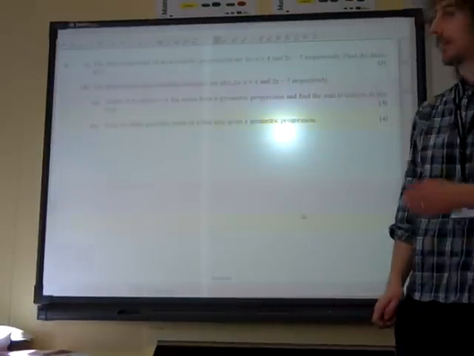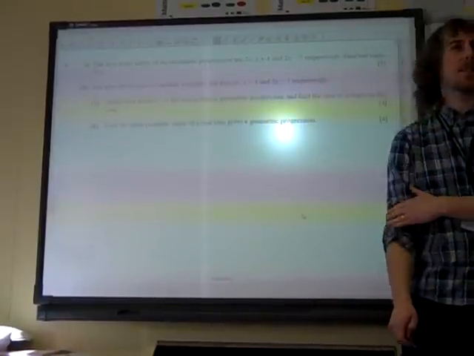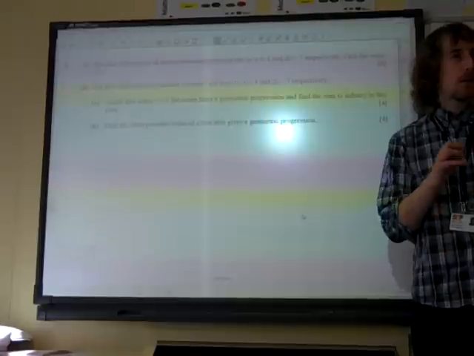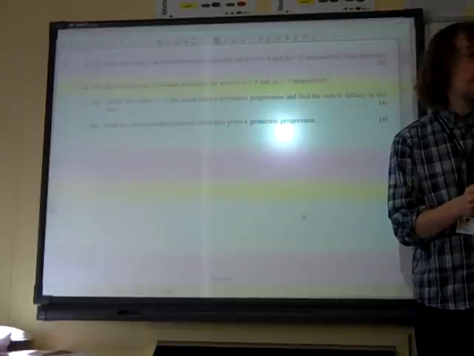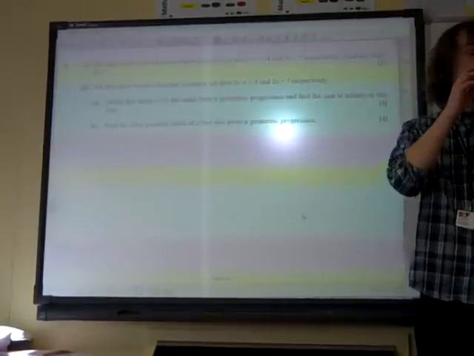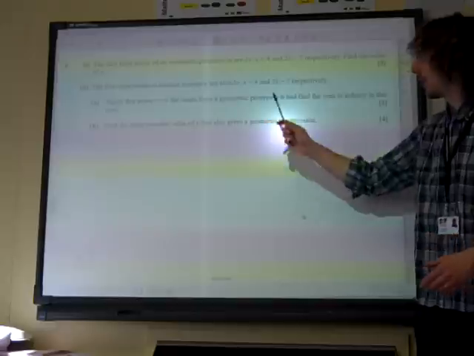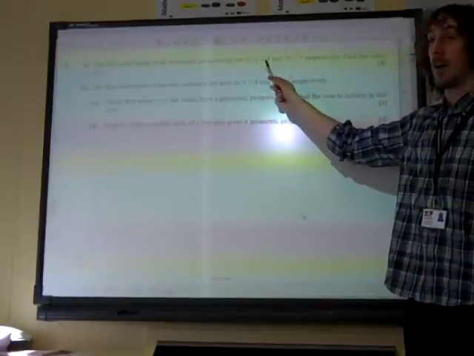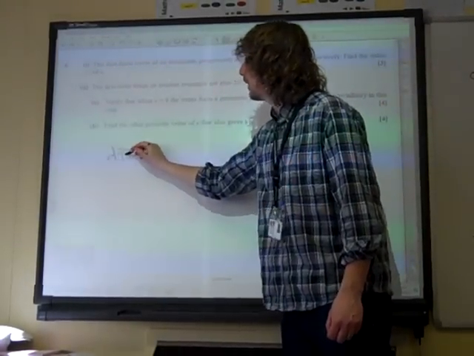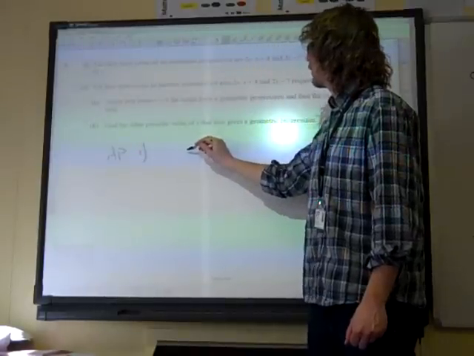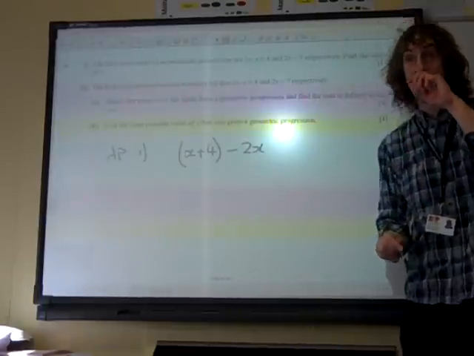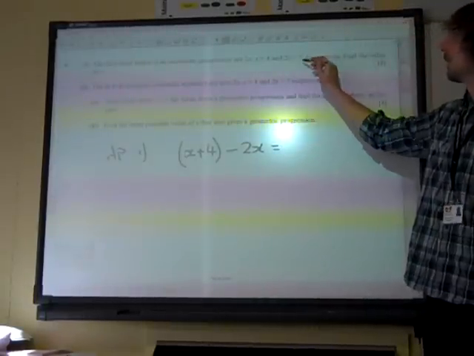Right. Question 6. The first three terms of an arithmetic progression are given like that. Find the value of x. As soon as it says it's an arithmetic progression, that means the difference between each successive term is the same. So if this is an arithmetic progression, the difference between the second and the first term, so as it's an AP, the difference between the second and the first term must be the same as between the third and the second.